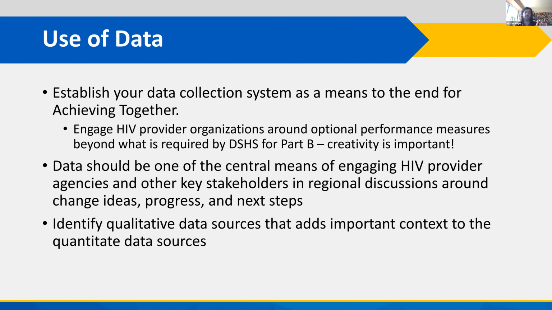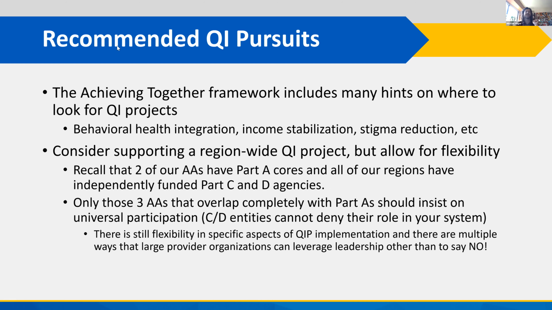So using data is another really key, important way that the OA lines up with Achieving Together. Recommended QI activities. So Achieving Together includes many hints on where to look for those QI projects. The framework itself has all the buzzwords, right? But there's an opportunity, I think, for you to engage folks locally within your region around which ones are the important ones. We talked about integration, income stabilization, stigma reduction, housing, food security, other supports for people that feel vulnerable and isolated. The sky's the limit here.